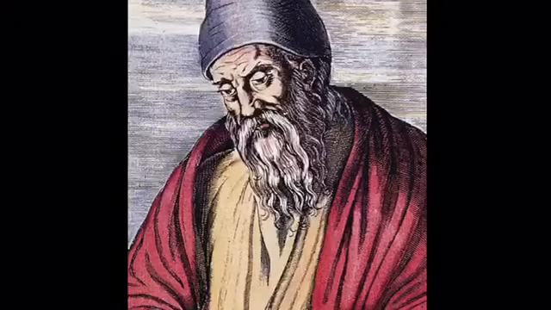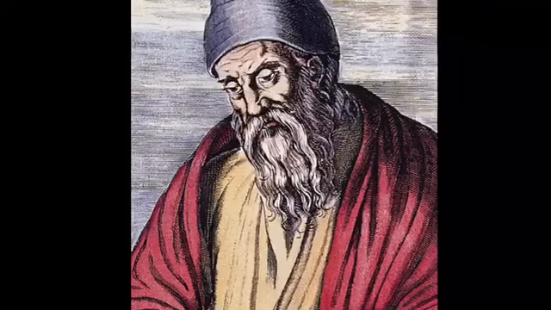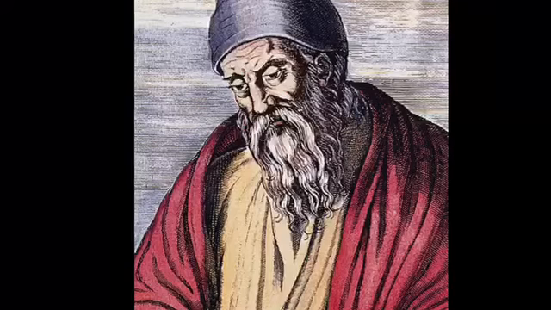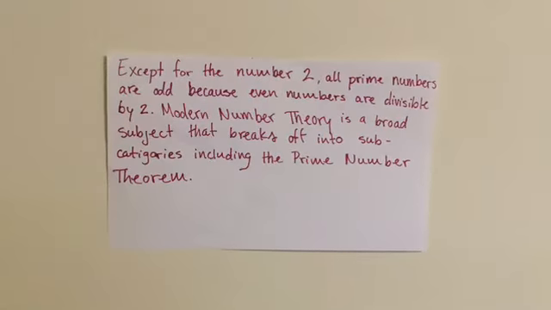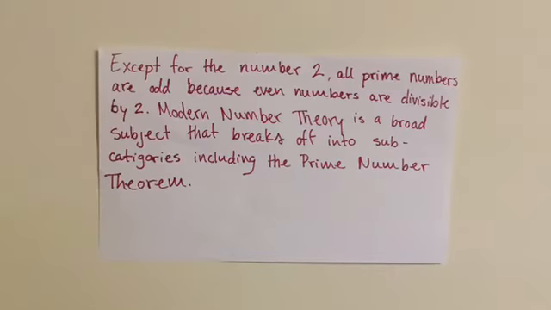Euclid defined a prime as a number measured by a unit alone, a composite as a number that is not a prime, and a perfect number as one that equals the sum of its parts. Except for the number 2, all prime numbers are odd because even numbers are divisible by 2.